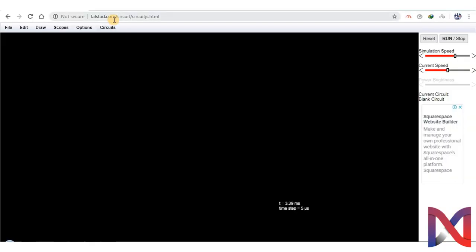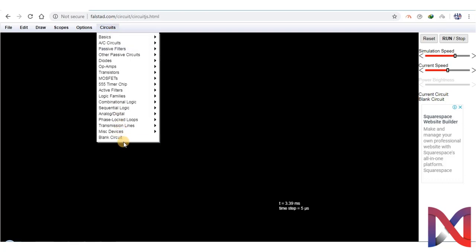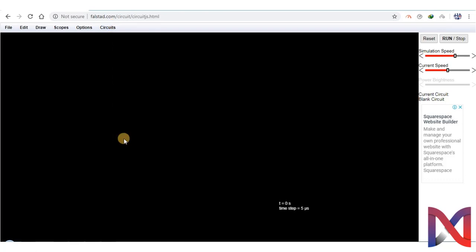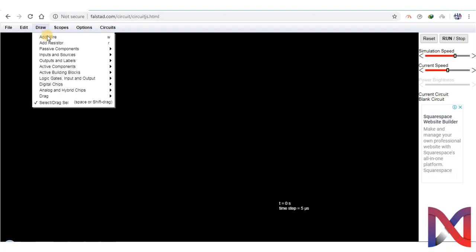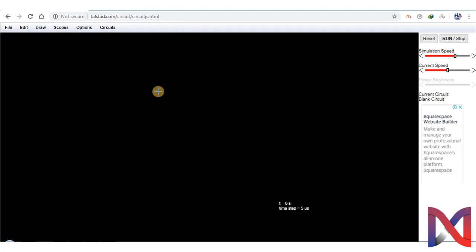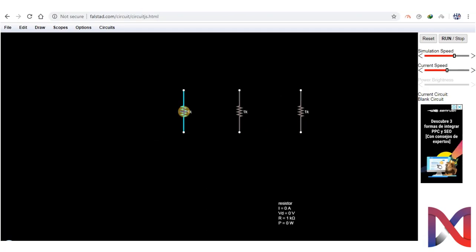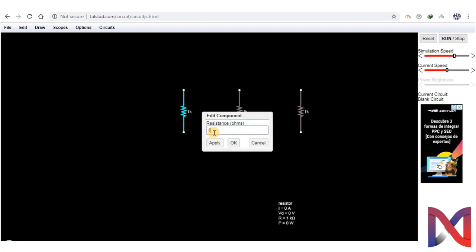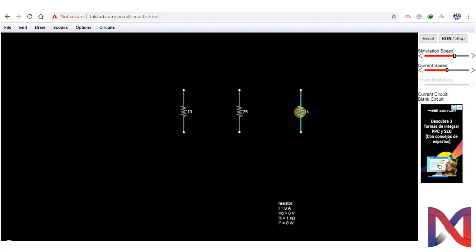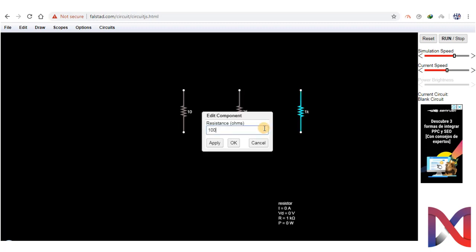Here we are at our Falstad simulator. I have already clicked on the blank circuit to clear the screen. Now we will start building our first circuit, which had 3 resistors in parallel. So I will go to draw and click on add resistors. I will place 3 resistors in parallel. Now we have to change the values of our resistors. First resistor was of 10 ohm, second resistor was of 25 ohm, and third resistor was of 100 ohms.